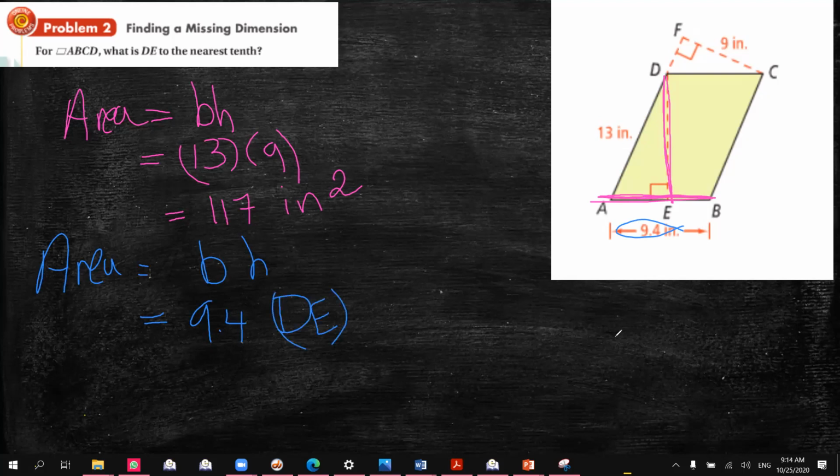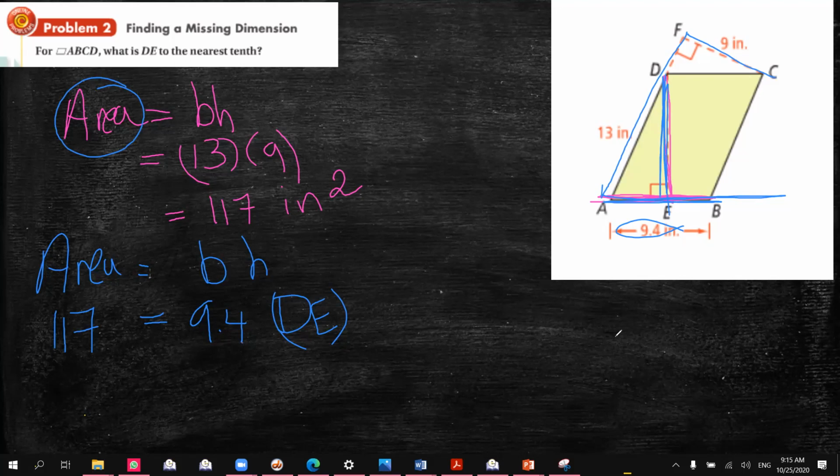Okay, how can you find DE now? I will ask myself one question. Do I have the same parallelogram? Is the parallelogram changing, or do I have only one parallelogram? No, it's the same. So because it is the same, it has the same area. So if one of you uses this base with this height, he must have the same area as if he uses this base with this height. What does it mean? That means I can use this given area to find the unknown dimension. Is it clear?